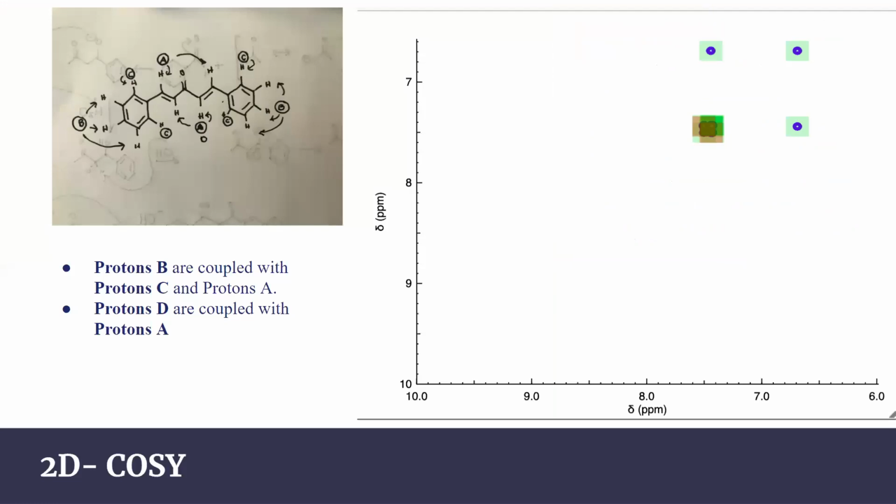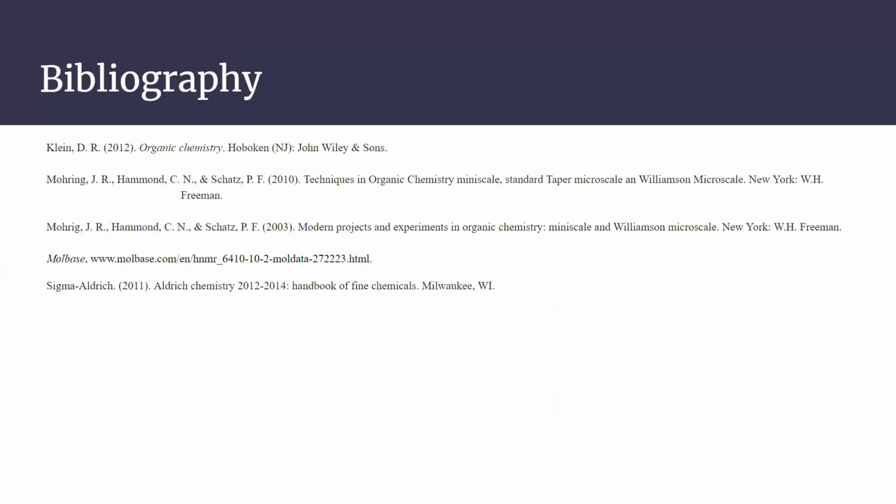Taking a look at the COSY NMR, we can say that protons B from the figure are coupled with protons C and protons A, and protons D are coupled with protons A. And that is our presentation for aldol condensation.